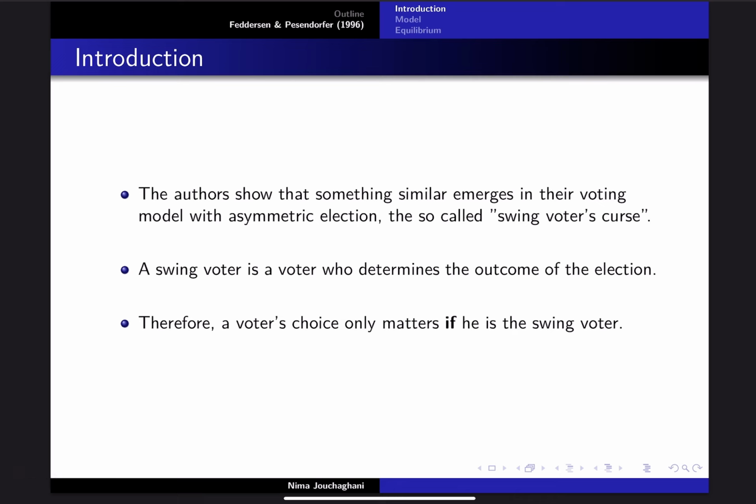Now, in this paper, the authors are actually showing that something similar emerges in the voting model with asymmetric information. So it's not election, of course, it's asymmetric information. And it's the so-called swing voter's curse. A swing voter is a voter who determines the outcome of the election. So depending on the behavior of a swing voter, the outcome of the election can actually change.